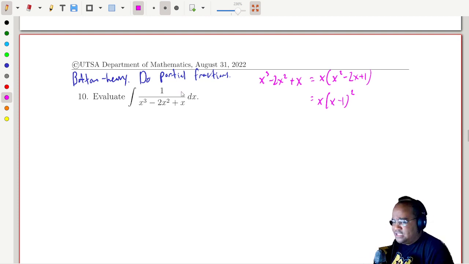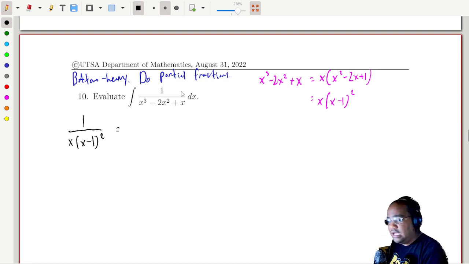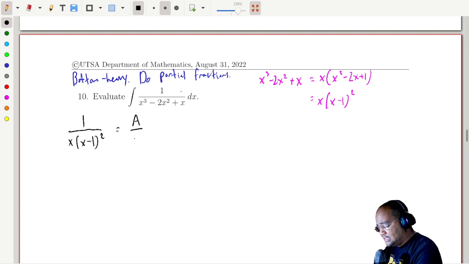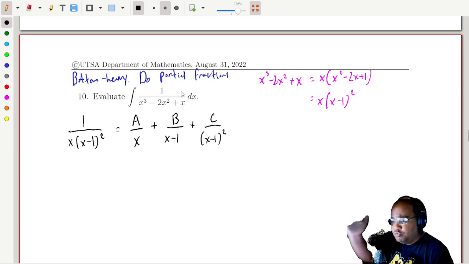And now take a look. We're basically ready to go for partial fractions. So we go ahead and set up the recipe. We have 1 over x times x minus 1 squared. I have one distinct linear factor and one repeated linear factor. x is a distinct factor that gets its own A over x. And then for the repeated linear factor, we have two copies. So B over x minus 1 plus, once again, C over x minus 1 squared. Remember that for the repeated linear factor case, anytime you have a repeated factor, you have to count up, keeping the numerator pattern the same.